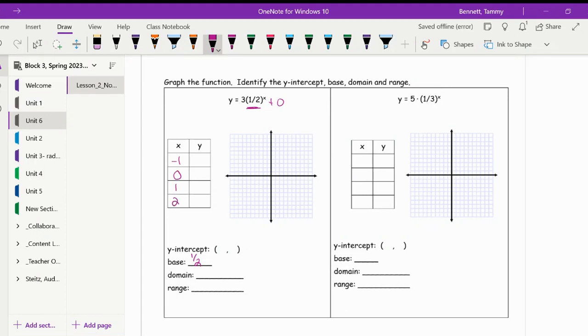Use your calculator. 3 times 1/2 to the -1 would be 3 times 2, so this gives me 6. 3 times 1/2 to the 0, anything to the 0 is 1. 3 times 1 is 3. 3 times 1/2 would be 3 halves, or 1.5. So you can see these are being multiplied by 1/2. So a half of 1.5 would be 0.75.